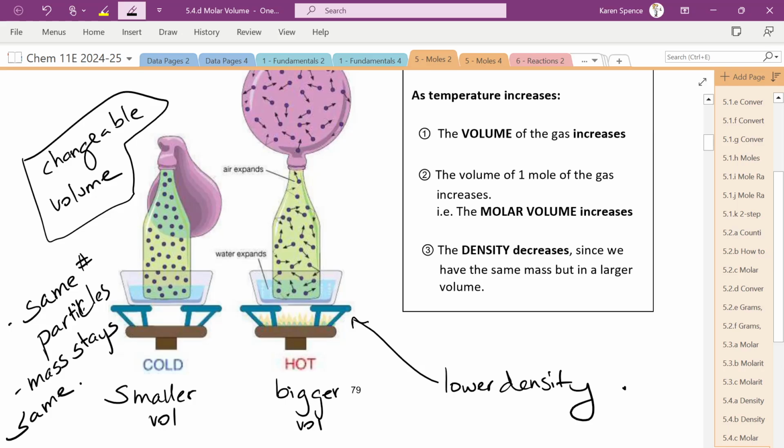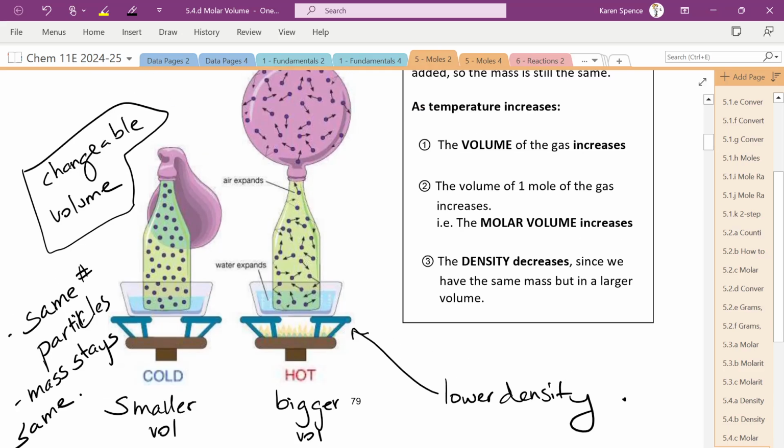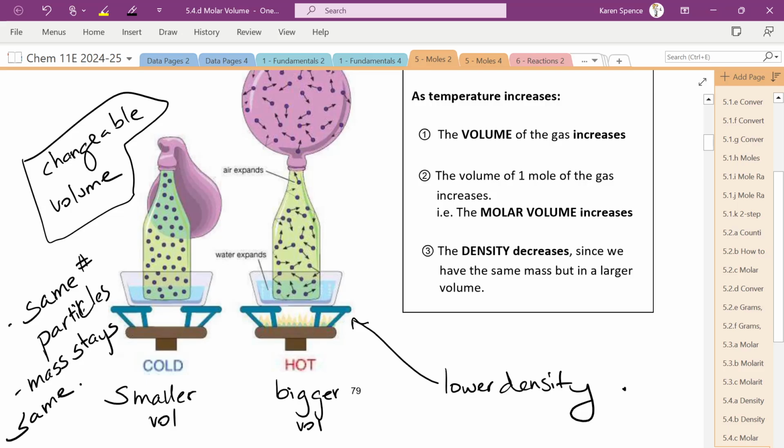Is this all making sense? Yeah? Okay. Which one has a larger molar volume? The cold one or the hot one? The hot one has a larger molar volume.